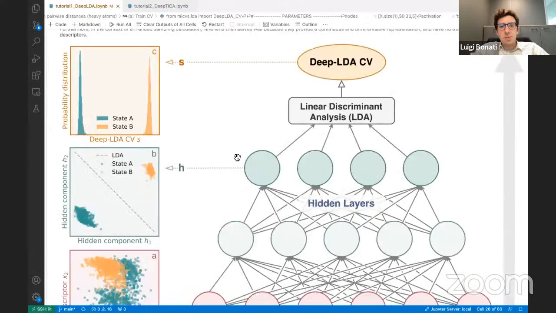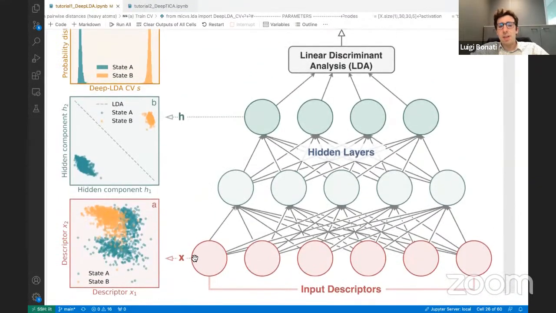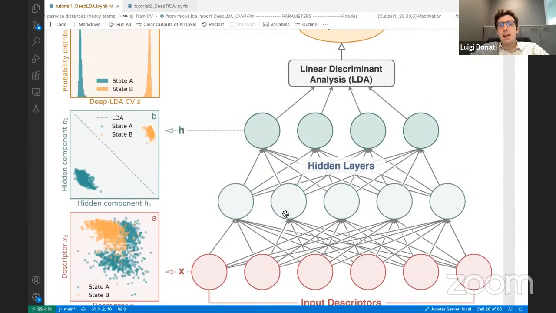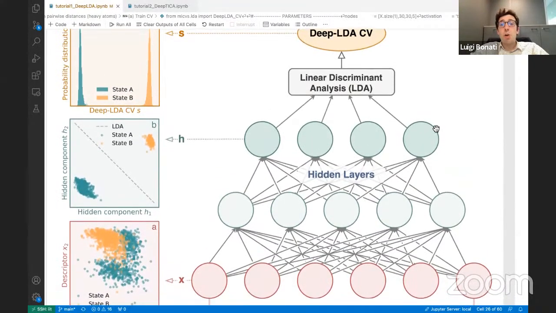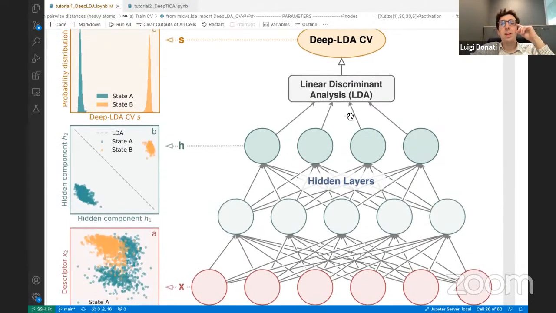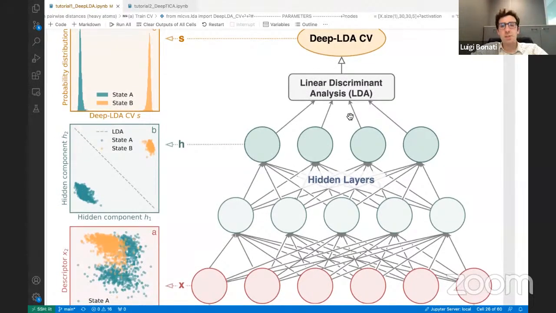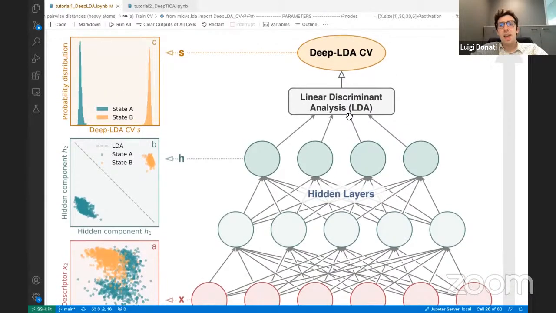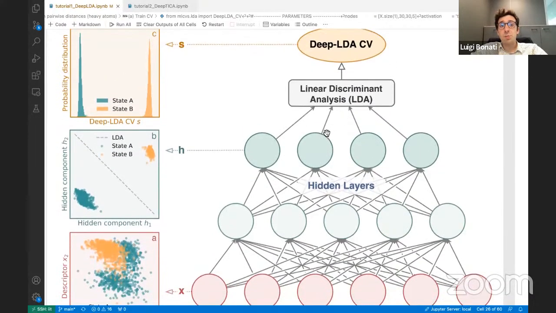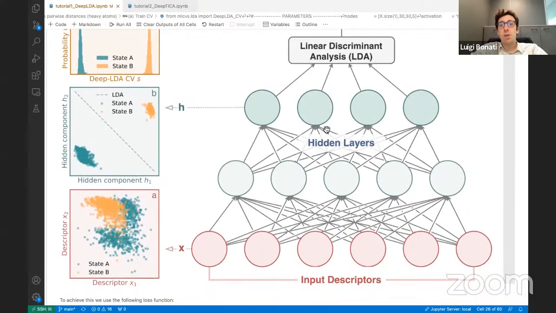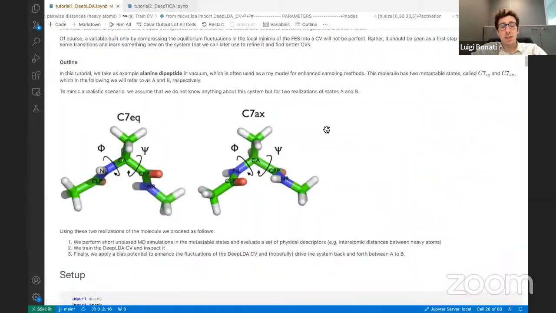As we see, the structure is the following. In input, we have these input descriptors, like we said, that we are using, pairwise interatomic distances. Then we have a nonlinear transformation of them with the neural network. On the output of the network, we perform LDA, which means we compute the ratio of the so-called between scatter matrix and the within scatter matrix, and we use this information to project the data into a one-dimensional CV.